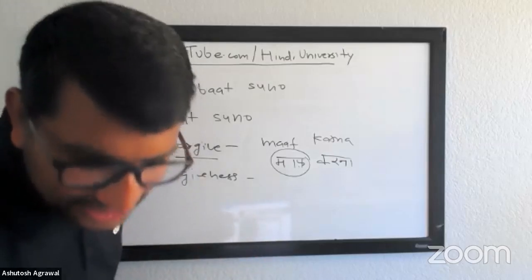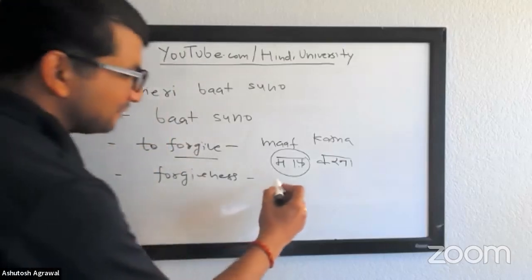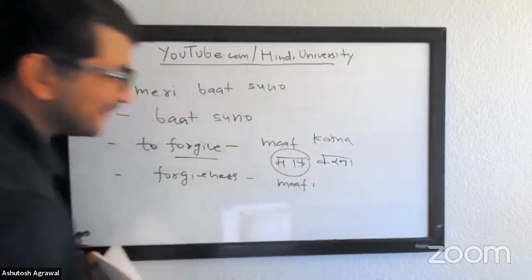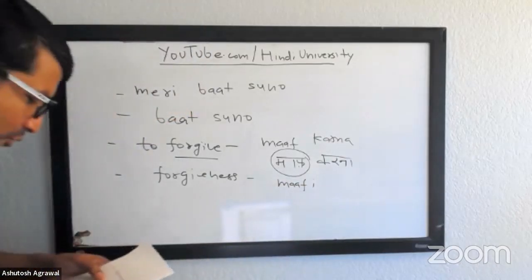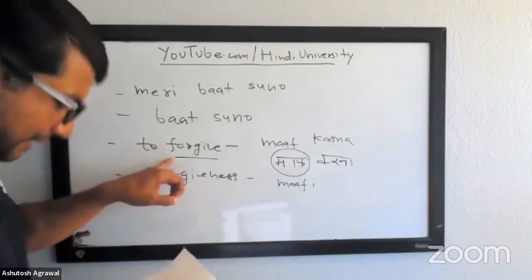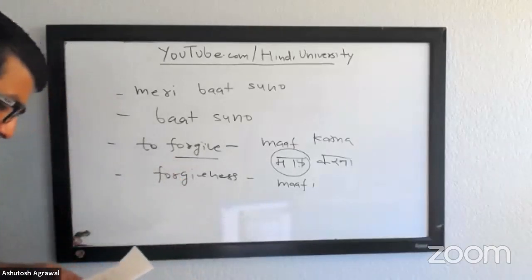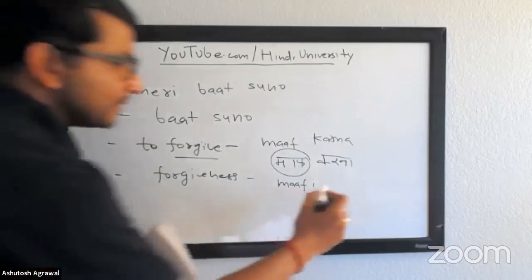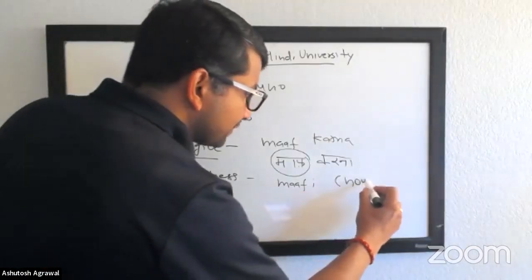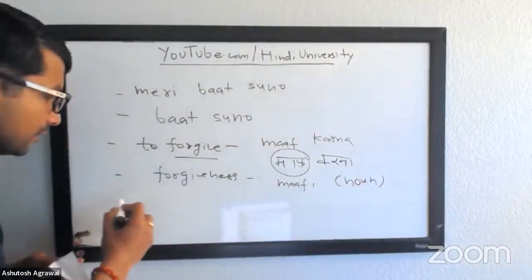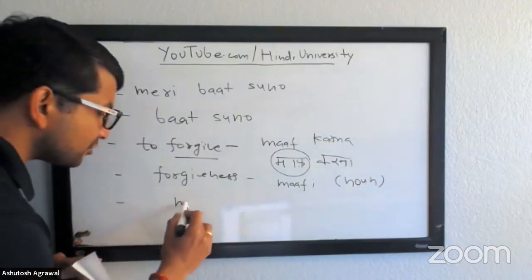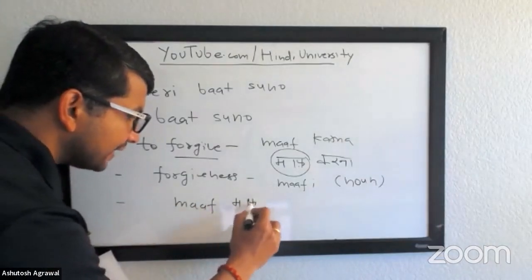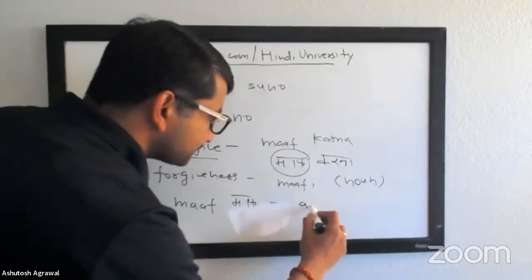Angela ji, do you want to try that? Is it maafi? Yes, that's right. So to forgive is maaf karna, and forgiveness is maafi. Forgiveness is your noun. And if it is just maaf, it's your adjective.